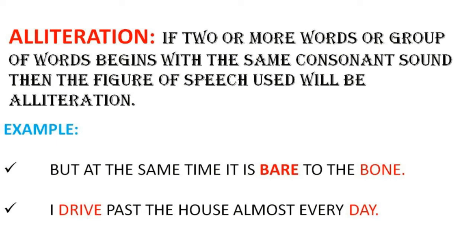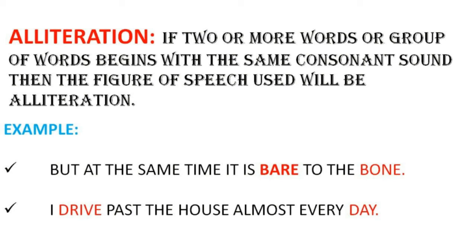Now here, for example, if you take the last line of the first stanza, but at the same time it is bare to the bone. Here, bare and bone, both these words begin with the letter B, which is a consonant letter. So bare and bone, these two are alliterated words. So the figure of speech used here is alliteration.